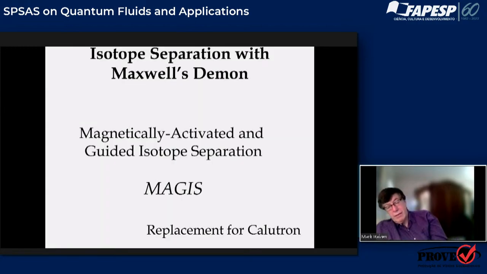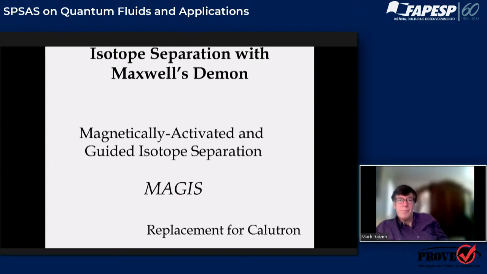With that as a background, it is clear that we need a new method. And there hasn't been a new method for over 80 years. So that's a surprising thing, that technology does not really advance in that long, in 80 years.